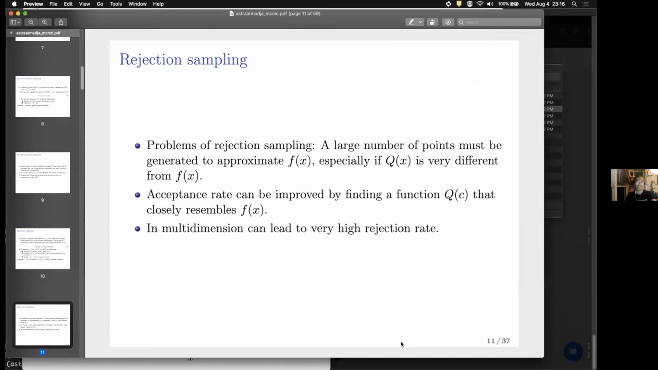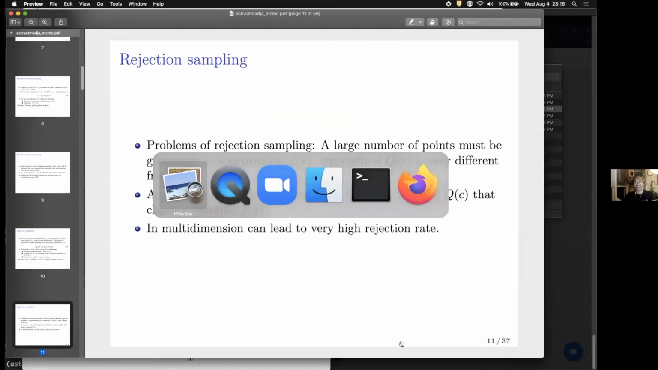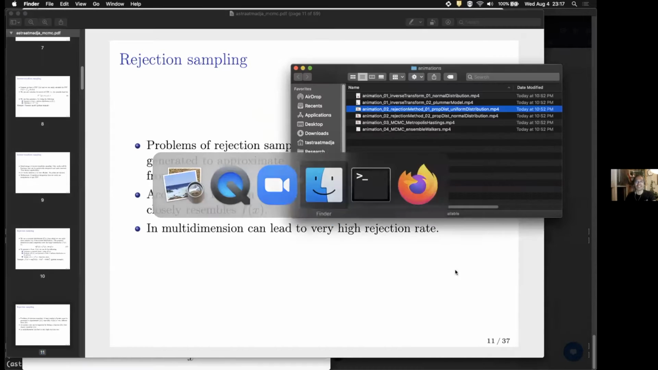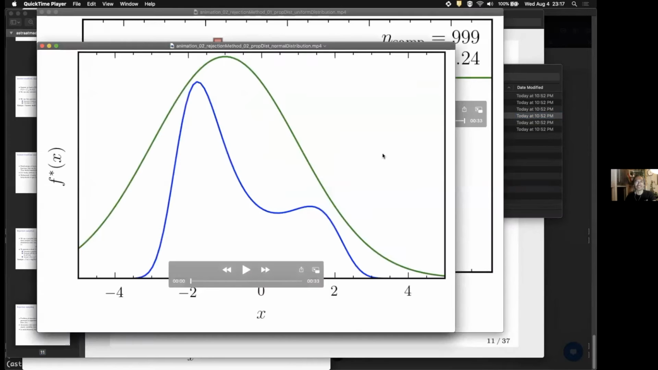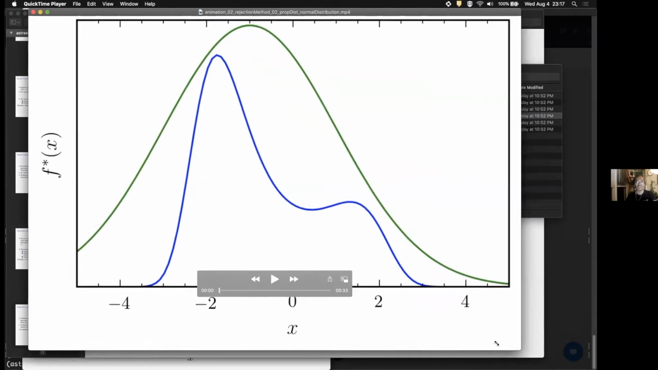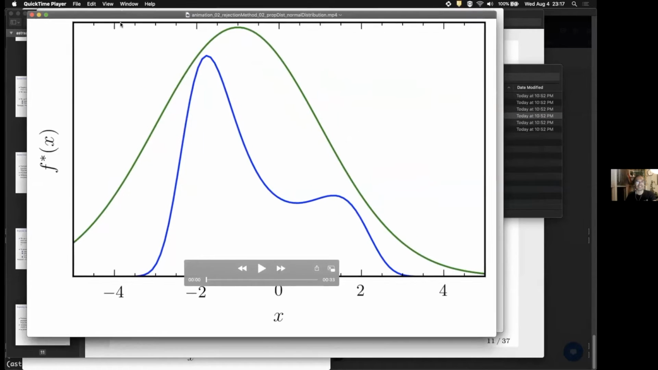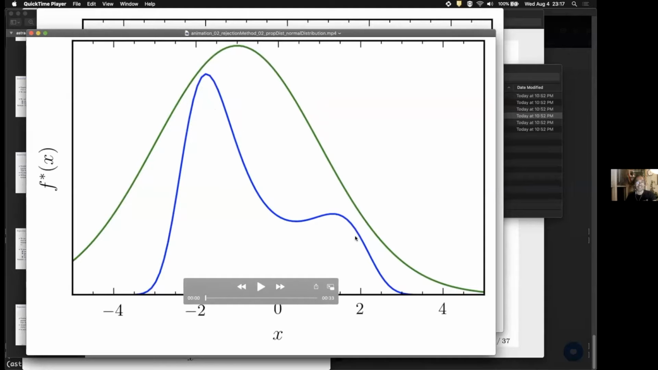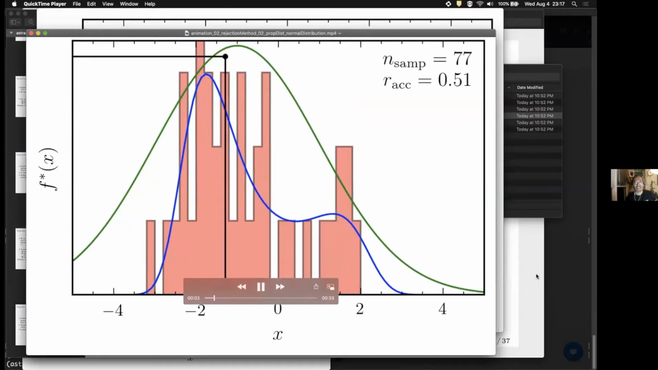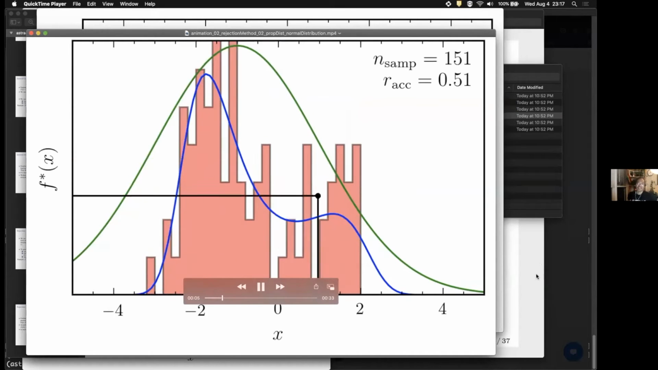Yeah. So how do we improve it? Well, we find a proposal distribution that looks better, that more closely resembles the target distribution. So let's see whether that works. So now we use a Gaussian, and as before, it completely encompasses the target distribution here. Sampling from a Gaussian is also quite easy.